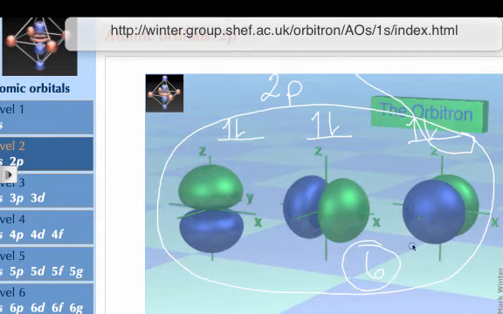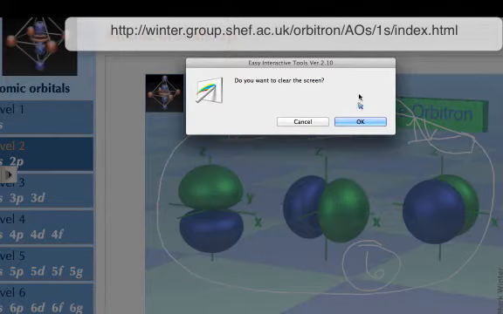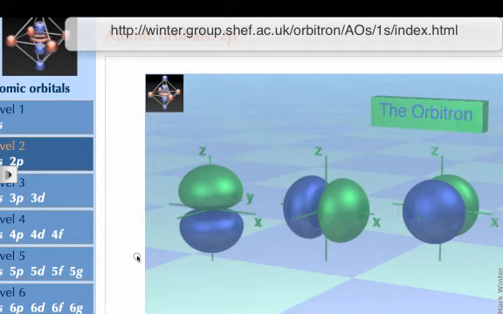And I'll show you radial distribution functions of that in your notes. I'm not going to try to draw that here. But let's go on and let me show you the 3p, just to show you that it gets a little bit more complicated, but the shapes are still the same.